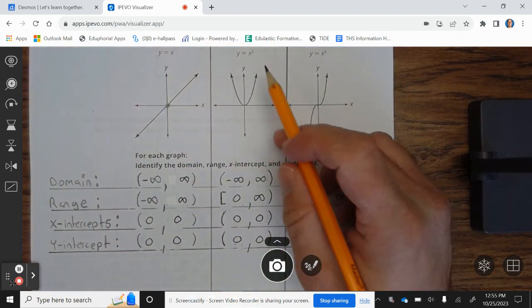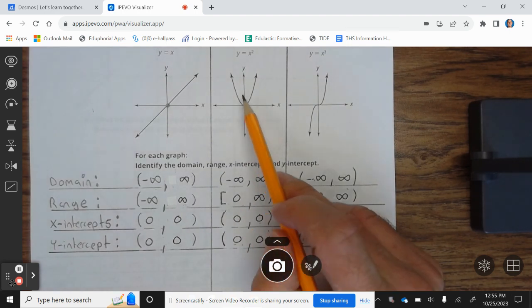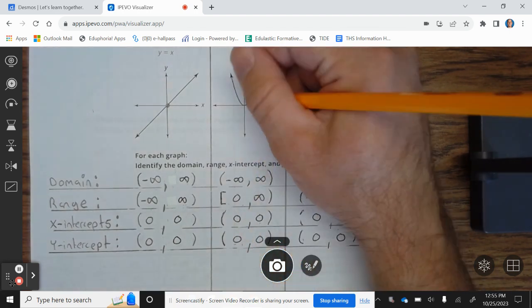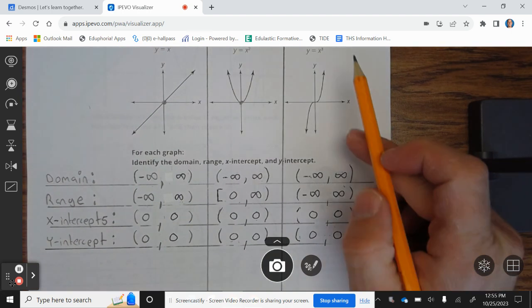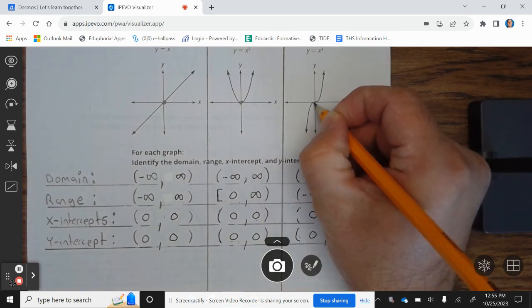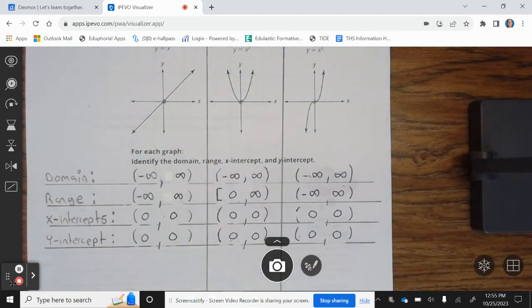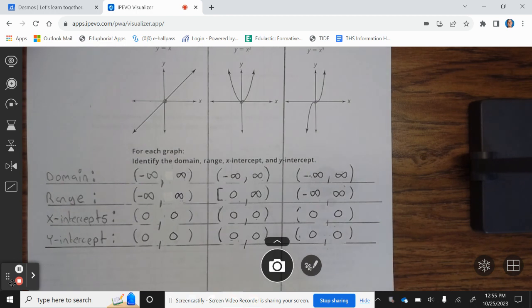Okay, for y equals x squared, the domain is from negative infinity to positive infinity, range is from 0 to infinity. The y-intercept and x-intercept are both 0, 0. And then for y equals x cubed, the domain is negative infinity to positive infinity, range is negative infinity to positive infinity, and the x-intercept and y-intercept are both 0, 0. All right, go ahead and finish that up. All right, let's take a look at the next page.